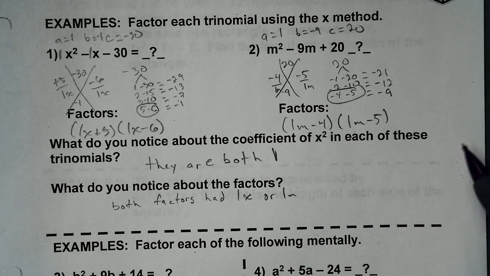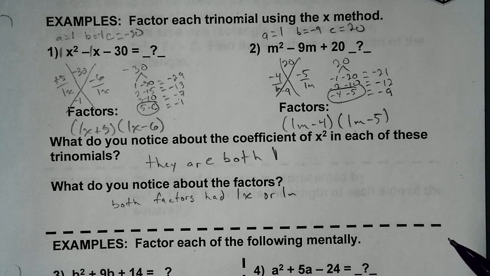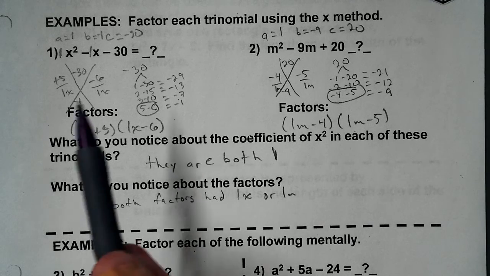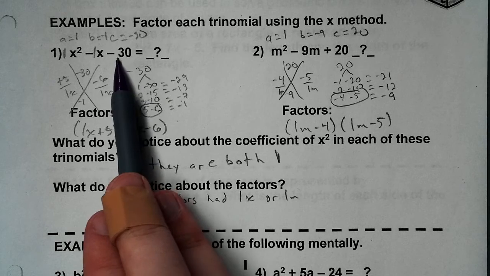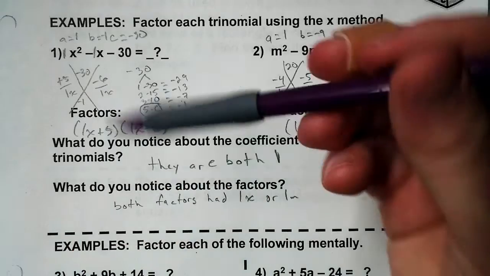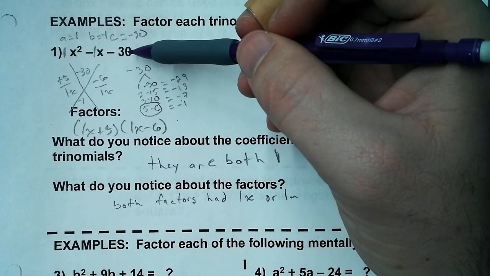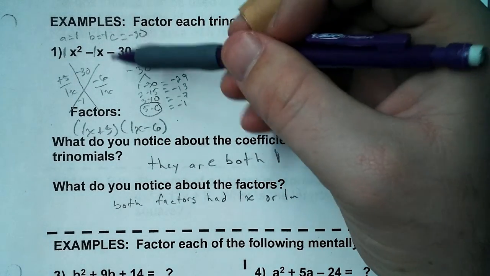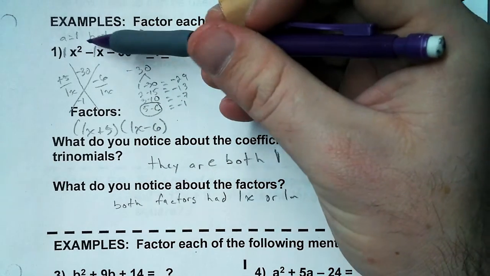What else do you notice about them? There's positives and negatives. And I have a question for you. If we looked at this, look back at this first one. Negative 30 adds up to negative 1. Well, I know that 5 times 6 is 30. There's 1 in between. If I make the 6 negative and the 5 positive, 5 plus negative 6 is negative 1. That's what I needed.